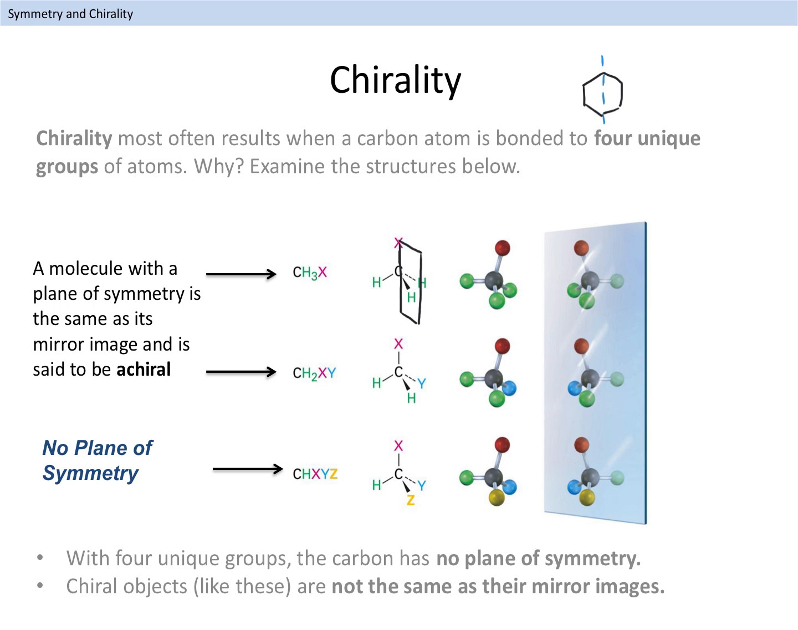Next, look at the molecule CH2XY. This molecule has a carbon atom bonded to 2 hydrogen atoms, 1 X group and 1 Y group. Again, there is a plane of symmetry that divides the molecule into 2 equal halves, each being a mirror image of the other. When you try to superimpose this molecule on its mirror image, you will find that it aligns perfectly, indicating it is also achiral.